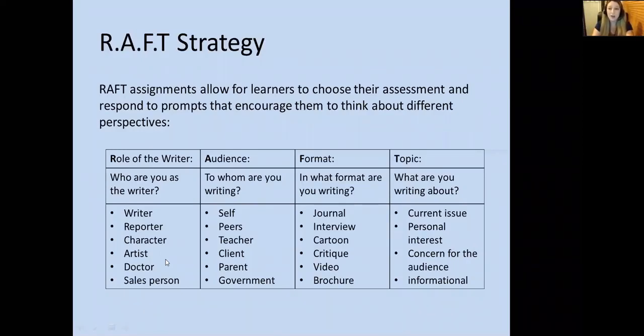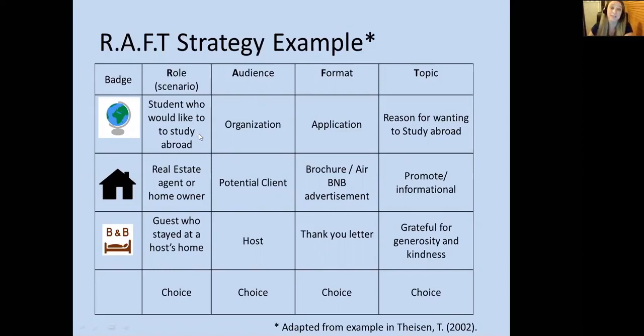And then the topic, what are you writing about? Are you writing about a current issue, personal interest, a concern for the audience, whoever the audience is, or is it just informational? Here's a more specific example. Student would like to study abroad. This is something your high school and college students might be applying to do. So the audience might be an organization, the format might be an application, and the topic is the reason for wanting to study abroad.